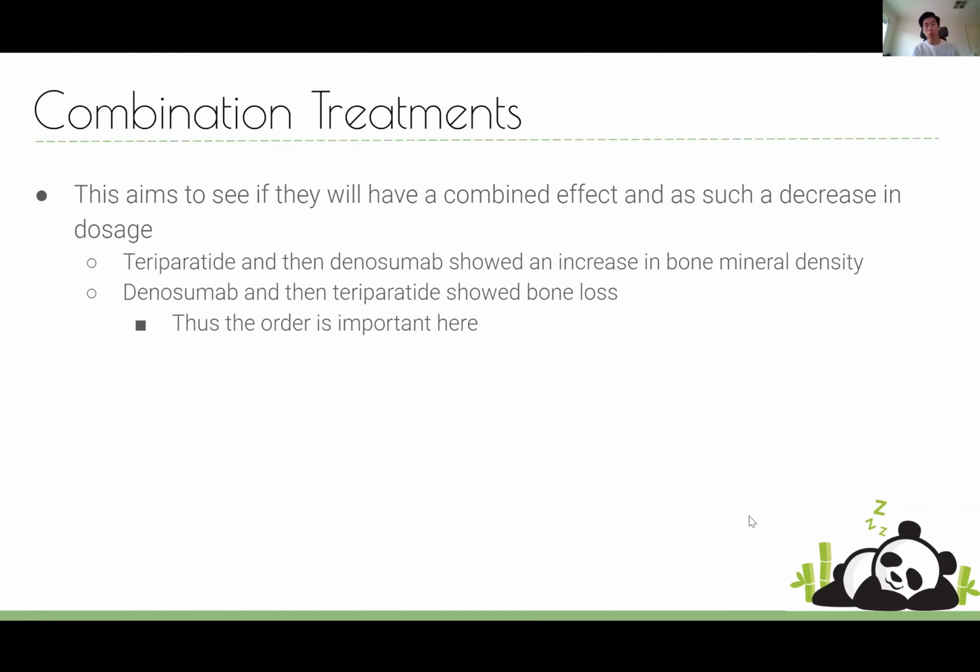Sometimes you can also combine these drugs together, and people can put them together and use them that way. But remember the order is important. Teriparatide followed by denosumab showed benefit, but the other way around wasn't good. These aren't assessed that often, but if you wanted to know, your PTH fragments or PTH analogs are used before the monoclonal antibody, and that has been shown to be beneficial.